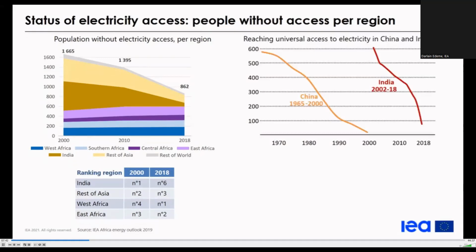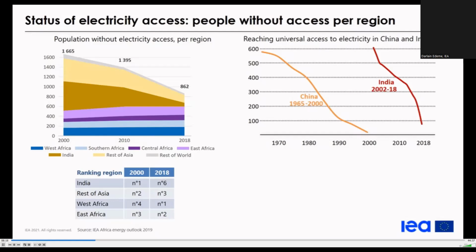If we look at India, but also at China, you would see here how long it took those two countries to provide electricity to 600 million people. So in the case of China, this took 35 years. And for India, it took a bit more than 15 years. And this is the fastest electrification experience we have observed in humanity.